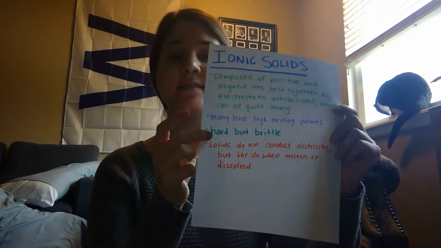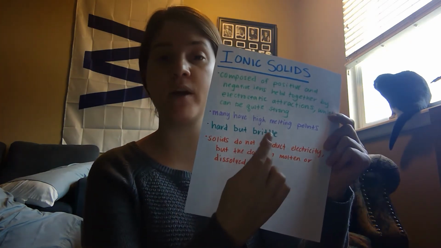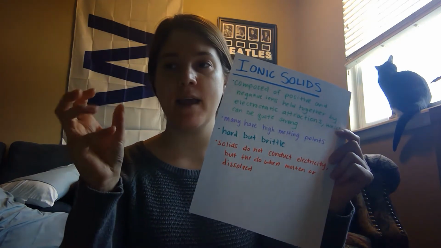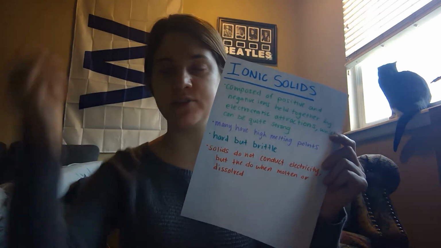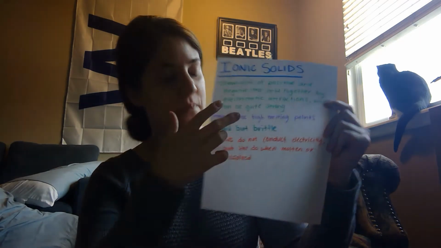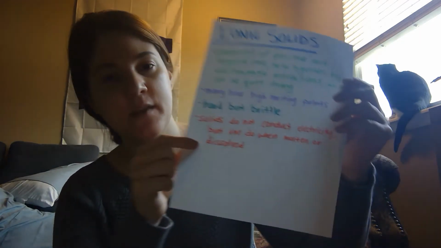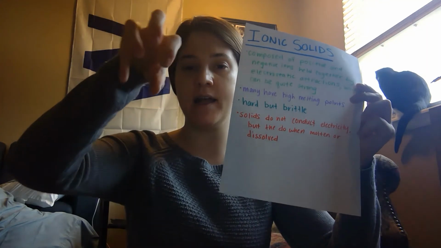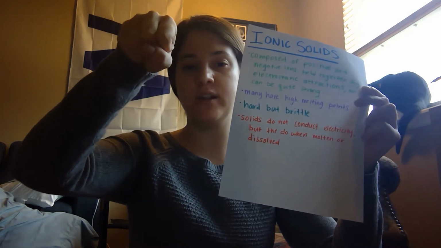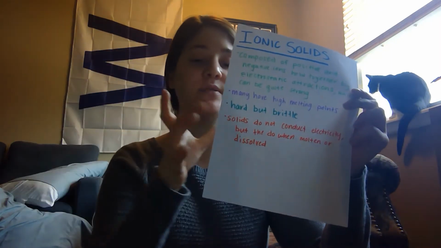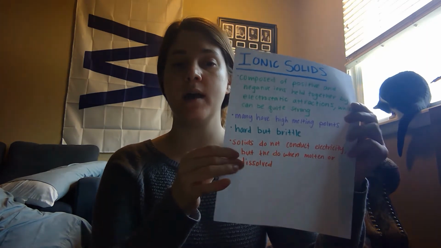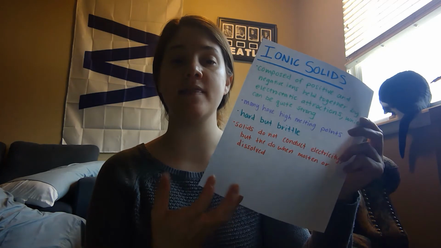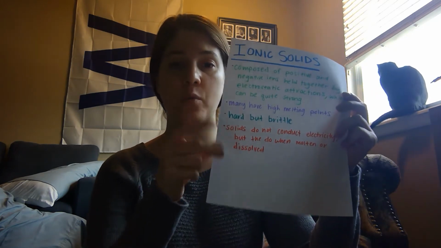But what's unique is that although they're hard, they're pretty brittle. That's because if you crack that structure in any way, it'll misalign those charges, and so it'll shatter. So they're hard but brittle. When they're in a solid state, they don't conduct electricity, because those ions are being held pretty securely in place and they can't flow around. But if you take that ionic compound and you melt it or you dissolve it, now those ions are free flowing and they will conduct electricity very, very well.